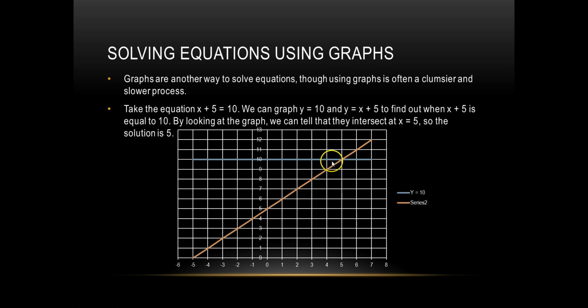We want to find out where they intersect, because where they intersect tells us when x plus 5 is equal to 10. And they intersect at x equals 5. So right at x equals 5 up here, they intersect. And so we know that the solution is 5.